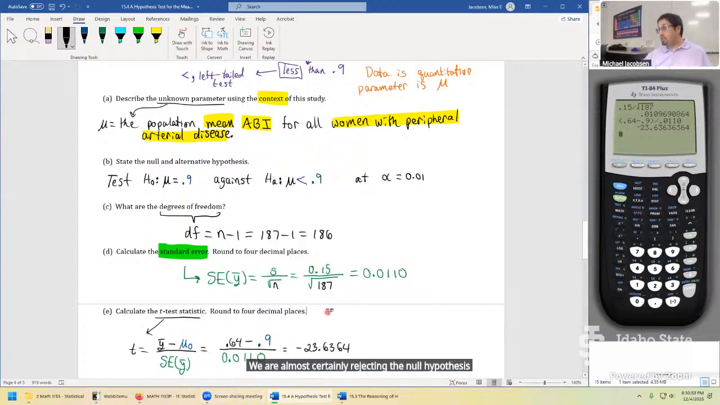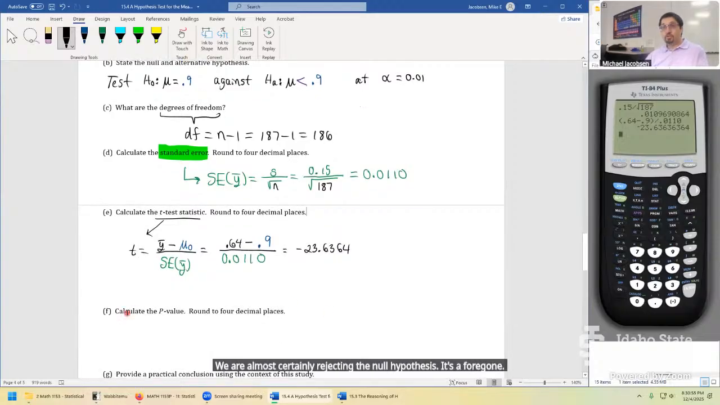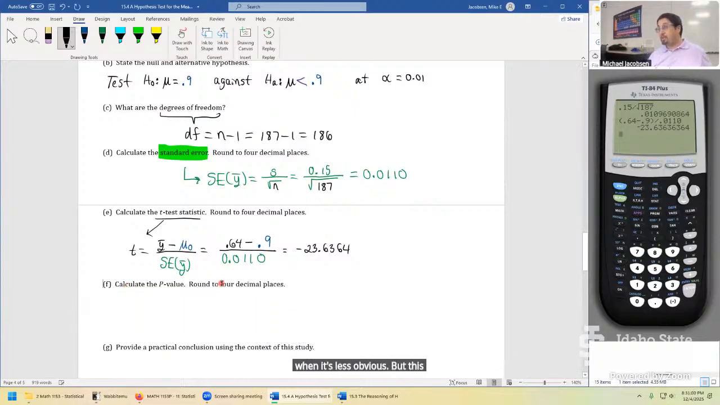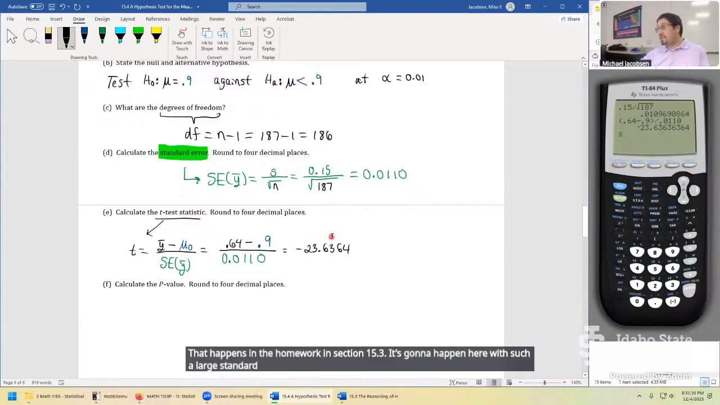It's a foregone conclusion. Yet, let's still do this step for the sake of what if it was negative 2.63, when it's less obvious. But this is going to give us a really, really tiny p-value. This connects back to what we were talking about in 15.3, when sometimes your calculator is going to give you scientific notation. That happens in the homework in section 15.3. And it's going to happen here with such a large test statistic.